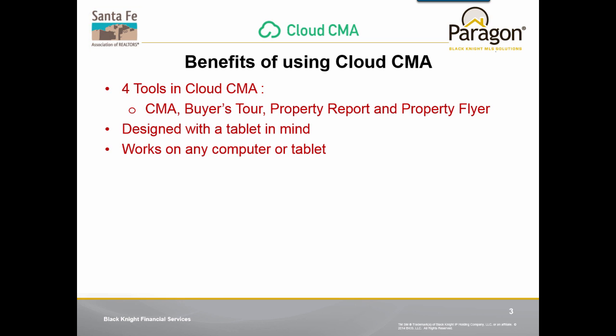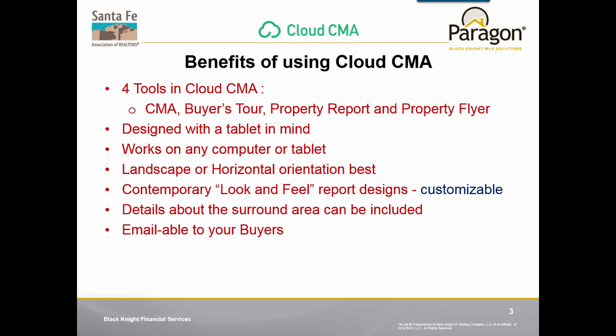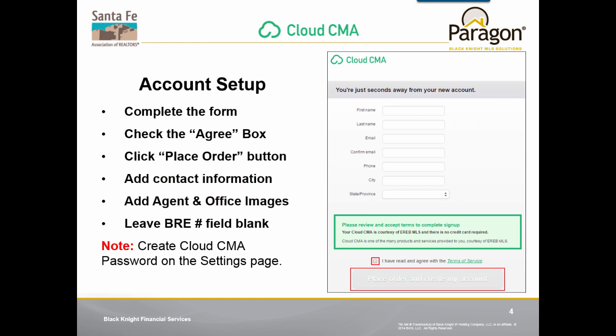And although optimized for a tablet, you can use your laptop or notebook computer or your tablet to show this information. Landscape or horizontal is the best orientation for using Cloud CMA. Cloud CMA has a contemporary look and feel report design, and many of the reports are customizable. Details about the surrounding area can be included in the Cloud CMA property report. The Cloud CMA flyer and property report are emailable to your buyer. There's a lot of great information and reports included in the Cloud CMA products.